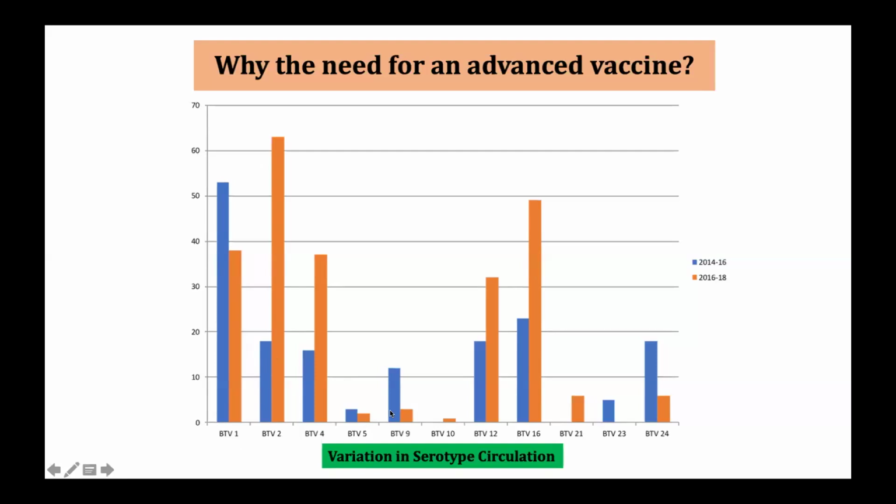As you can see, there is a lot of variation of the blue tongue viral serotype circulation between the seasons, or among the different years. Like BTV21, it was not there in 14-16, but you can see it coming up. BTV23 was there in 14-16, totally not there in 16-18. So you can see there is a lot of serotype variation in circulation in different years.